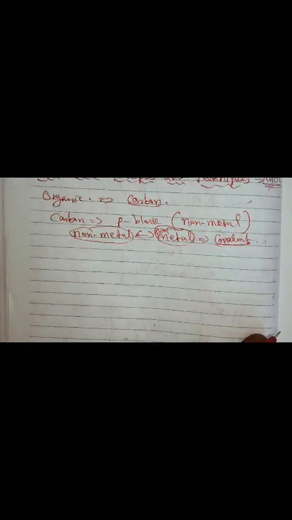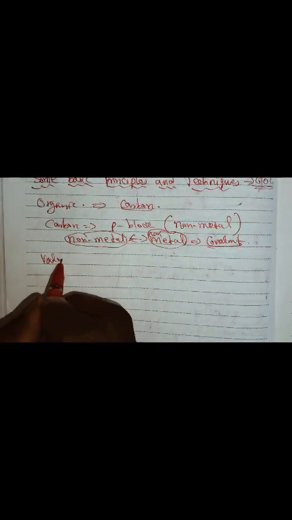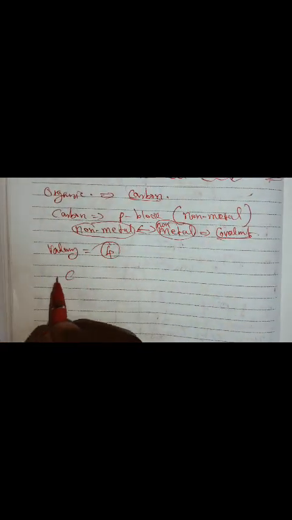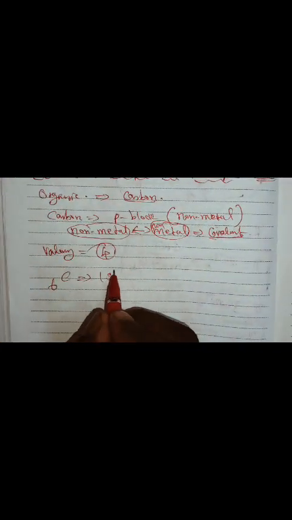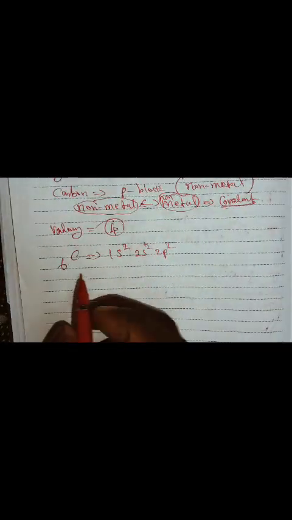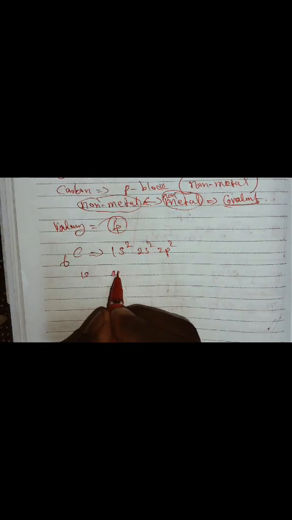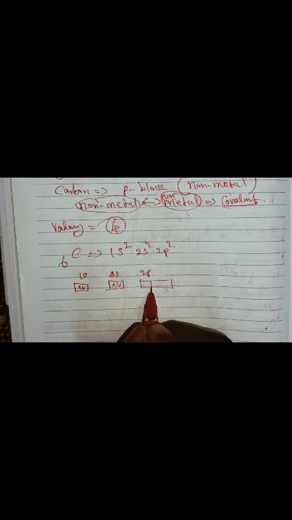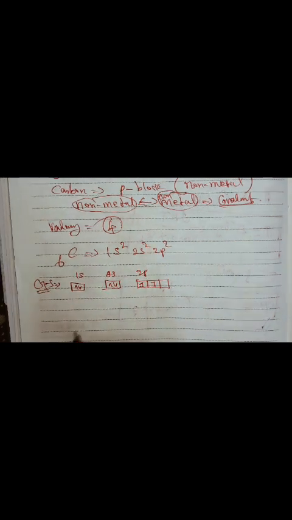The valency of carbon is equal to 4 because the atomic number of carbon is 6, and its electronic configuration is 1s2, 2s2, 2p2. In the electronic splitting method, 1s possesses 2 electrons, 2s also possesses 2 electrons, and 2p has 2 electrons. This is the ground state electronic configuration.